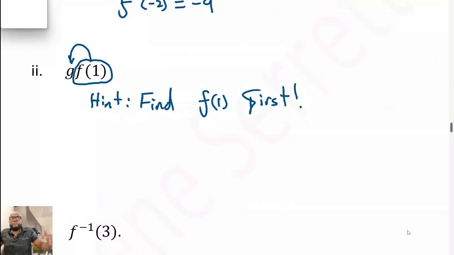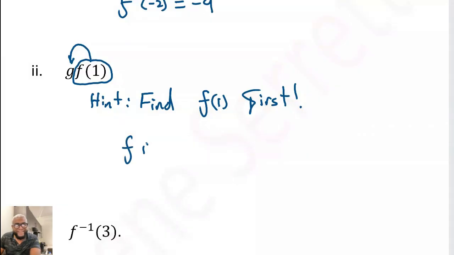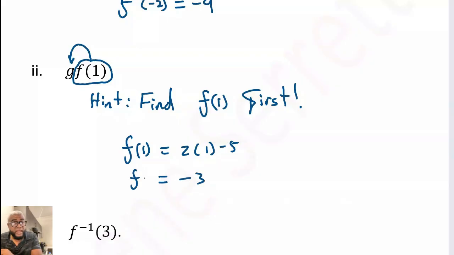Compose yourself. Deep breath. Right, there you go. F of 1, Ramon. And this is 2 by 1 minus 5. 2 by 1 is 2. 2 minus 5 is -3. Everybody good there? So I'm going to put -3 now into g of x.